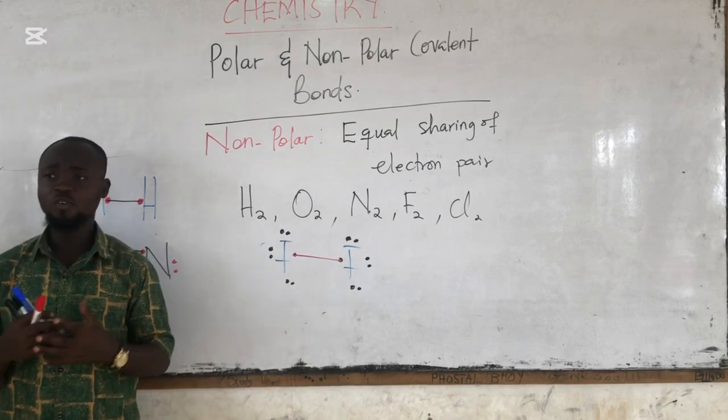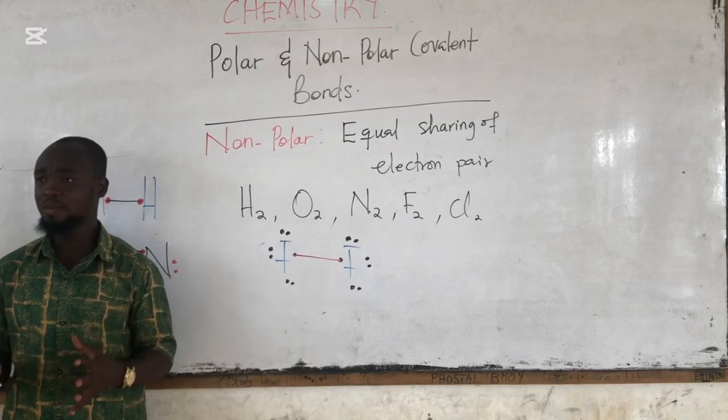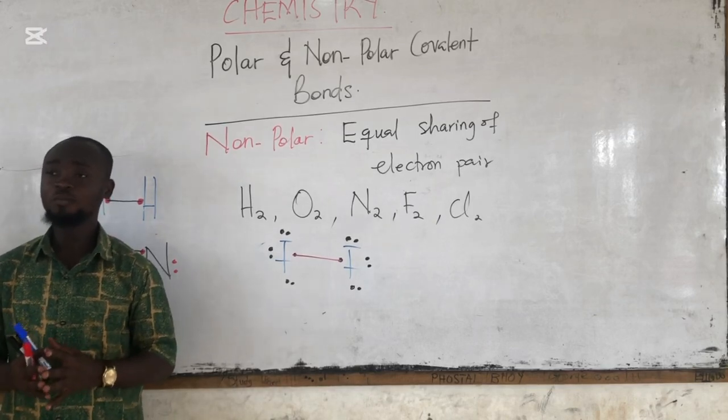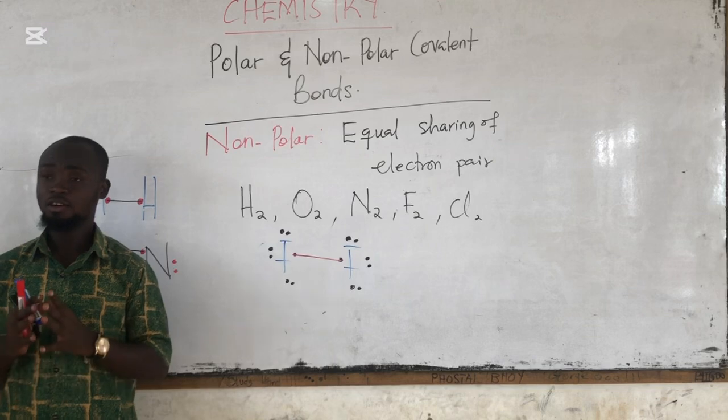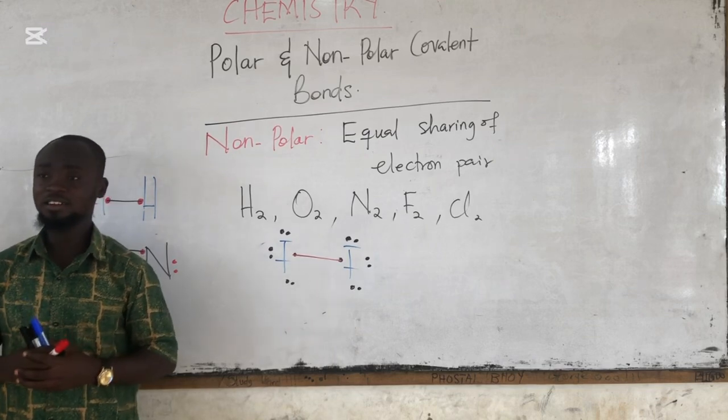There is another type of covalent bond that we need to know, that is the third type, known as the dative or the coordinate covalent bonding. Let's discuss that one as well.